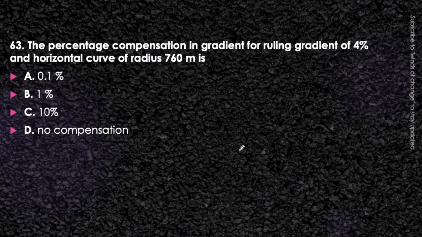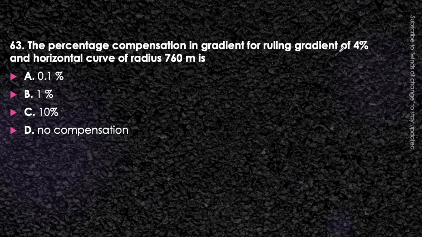Next question. The percentage compensation in gradient for a ruling gradient of 4% and a horizontal curve of radius 760 meter is. We are talking about grade compensation here. How can the grade compensation value be determined? The options are 0.1%, 1%, 10% or no grade compensation provided. Think about it. What is the criterion given by the IRC? Just recall it, you will easily be able to answer this question.